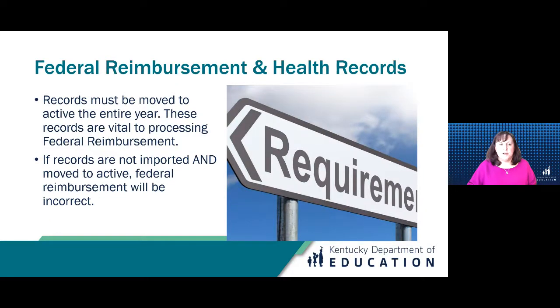One important thing to note is records must be moved to active the entire year. These records are used for the federal reimbursement process and are vital to that process. If you're not moving these records, not just open enrollment, but throughout the year, it will have a negative impact on your federal reimbursement process because the amounts will not be correct. The federal reimbursement process uses the amounts on the health records to calculate federal reimbursement.